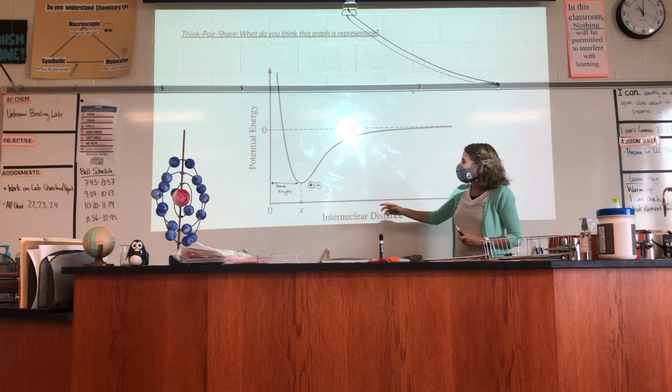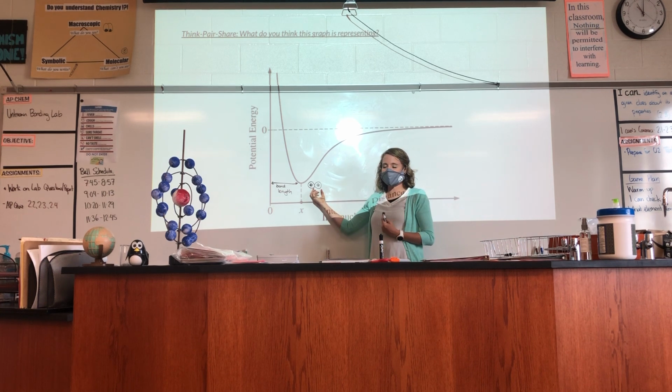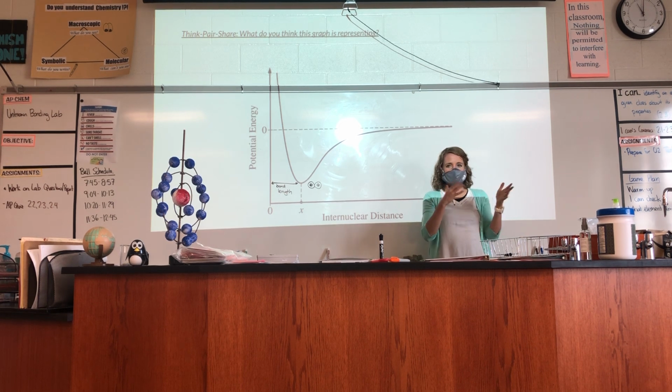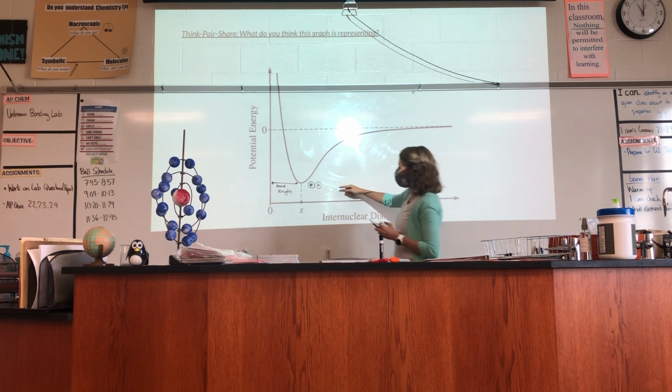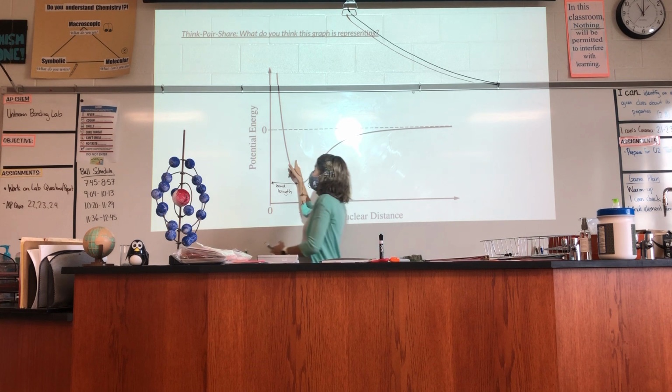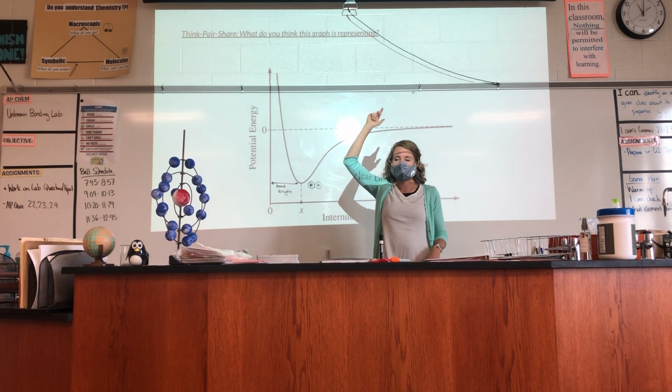It tells us the length of these two nuclei from each other, or in a sense, the bond length between them. Now let's talk about why the graph changes in both directions. If I decrease my bond length, so I'm going this way, why does energy spike like crazy?